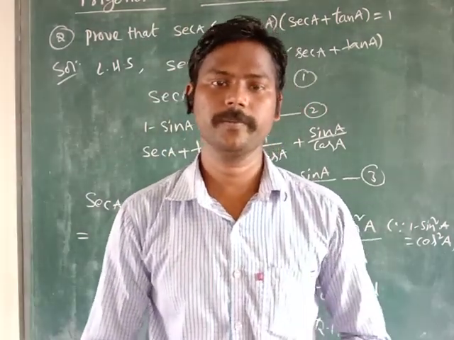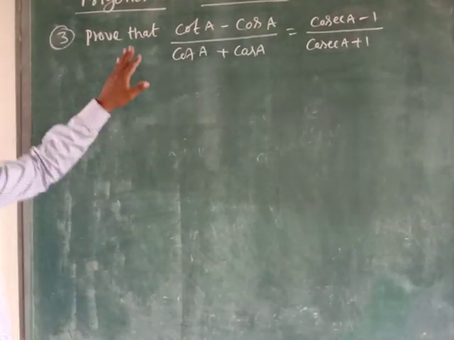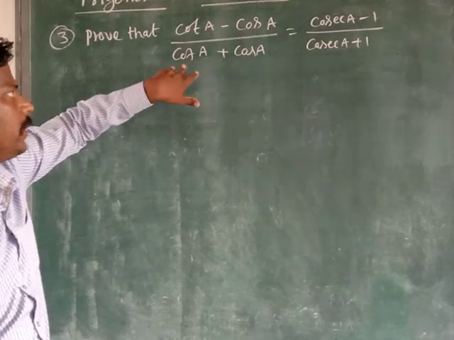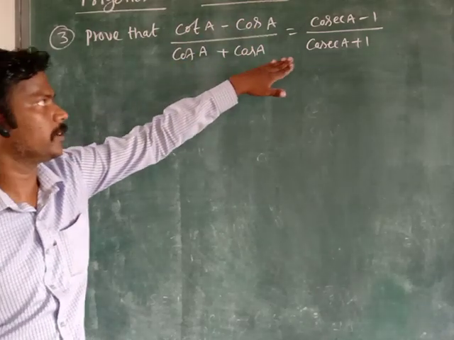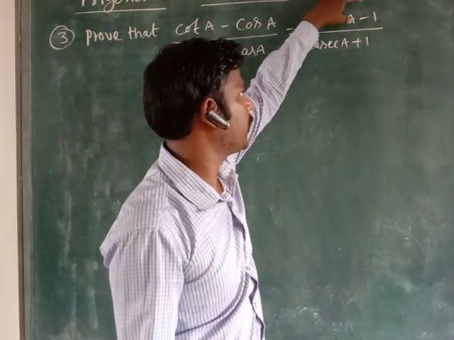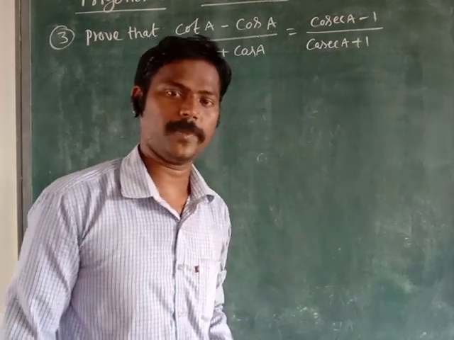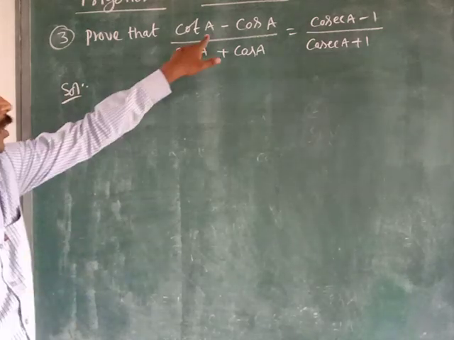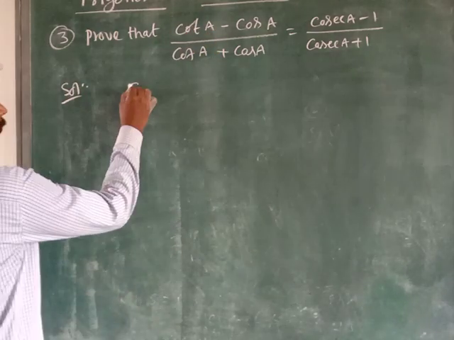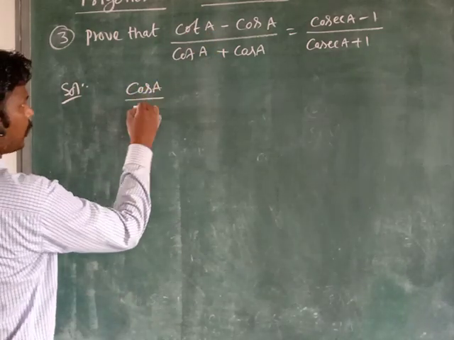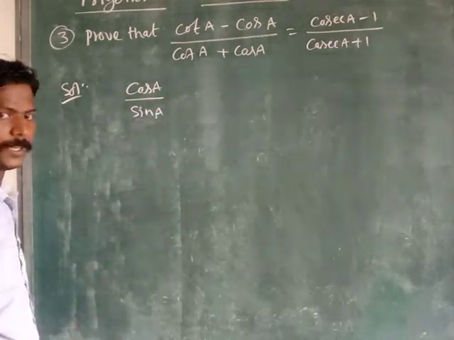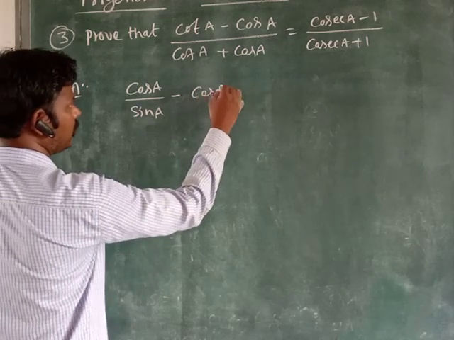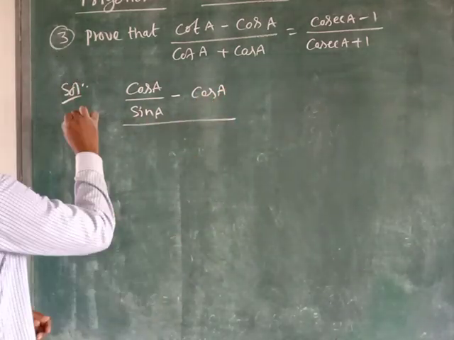Next we have the third problem. Cot A minus cos A by cot A plus cos A equals, show that, cosecant A minus 1 by cosecant A plus 1. See all of you carefully. Cot A, how can you write, children? Cos A by sin A, minus cos A only, right? All by, I consider here the LHS.